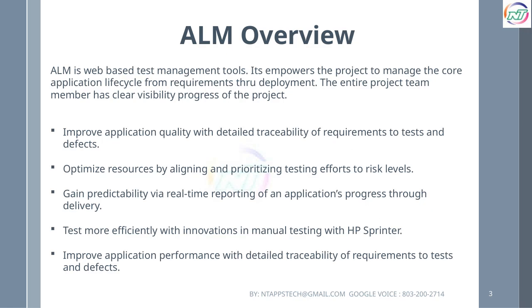ALM is a web-based test management tool that helps manage the entire application lifecycle, from gathering requirements to deployment. It provides clear visibility into the project's progress for every team member, making it easier to stay aligned. By offering detailed traceability from requirements to tests and defects, ALM helps improve the overall quality of the application. It also enables teams to optimize resources by prioritizing testing efforts based on risk levels. Real-time reporting gives a predictable view of progress, so everyone knows where the project stands at any moment.